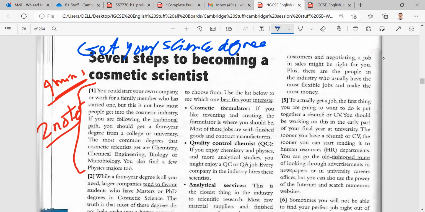The most degrees which are often repeated are the science degrees, and the most of them which are repeated are the chemistry, chemical engineering, biology, or microbiology. And you can also find a large number of degrees about physics. Or in addition.